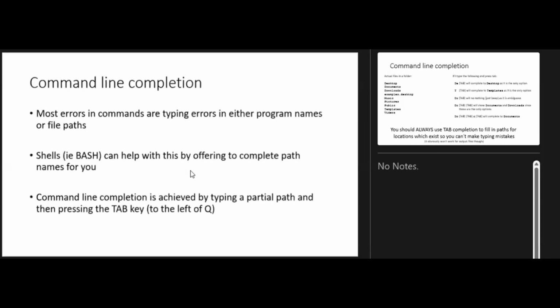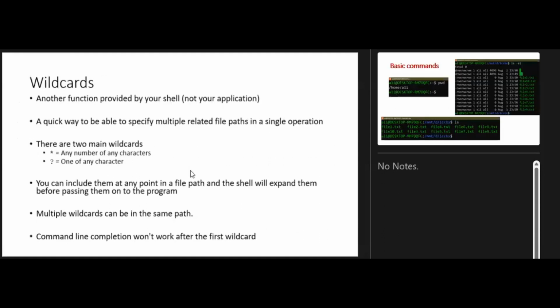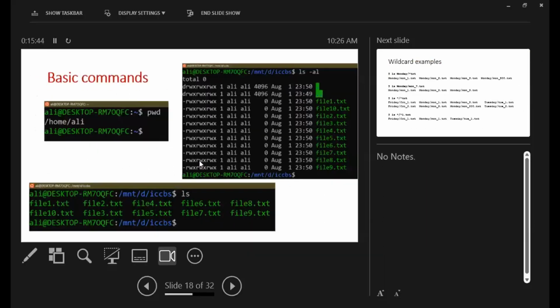So in bash, there is a command line completion option. If the name of your folder is very long, you just need to press tab, and it will complete its full name. For example, if you want to write Desktop, you just need to write DE and press tab. It will complete. That is known as tab completion. Some of the wildcards as well, I will discuss that.